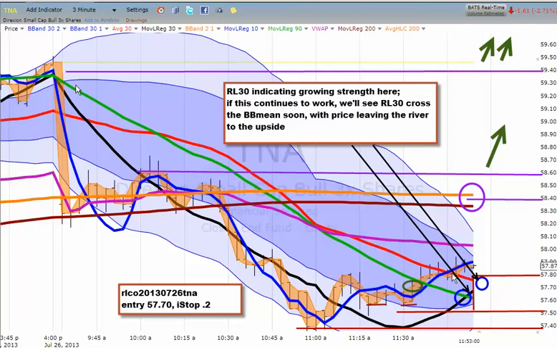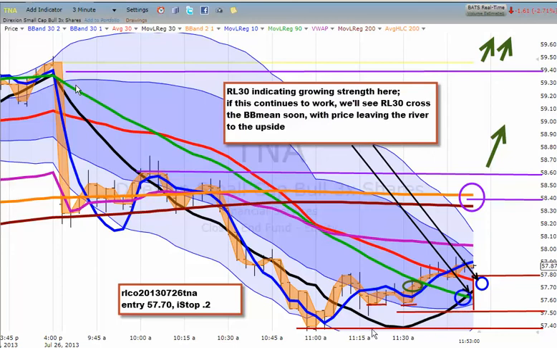Comes up to the Bollinger Band mean, holds, starts taking off, and now it's creeping up towards the far side of the river. What I'm noticing on the technical indicators here, regression line 30 indicates growing strength, and if this trade continues to work, we'll see the RL30 cross the Bollinger Band mean pretty soon. That's an important one right here. When the slow regression RL30 crosses the Bollinger Band mean, it's not unusual to see an extended move until it comes back and rejoins, and then that leg down would be over.